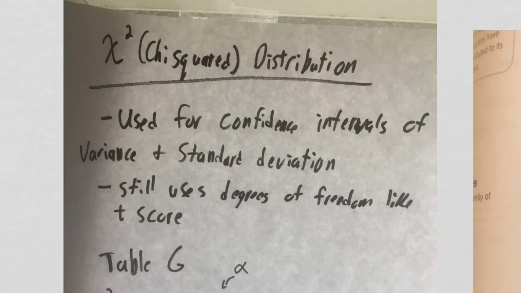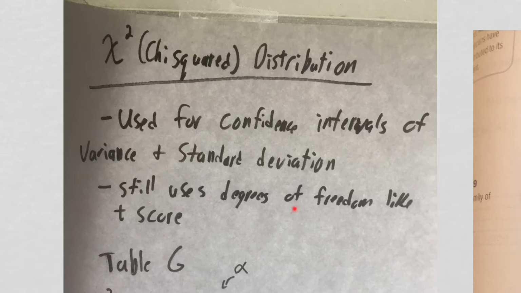Today we're going to talk about the chi-square distribution. It is similar to your z-table or your t-table, where you have to look it up in the back of the book to put it in a formula. This one is used for your confidence intervals of a variance and standard deviation. So instead of looking at the mean or your probabilities, we're now doing variance and standard deviation.